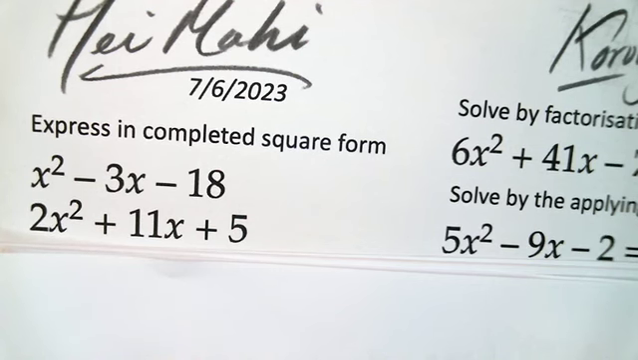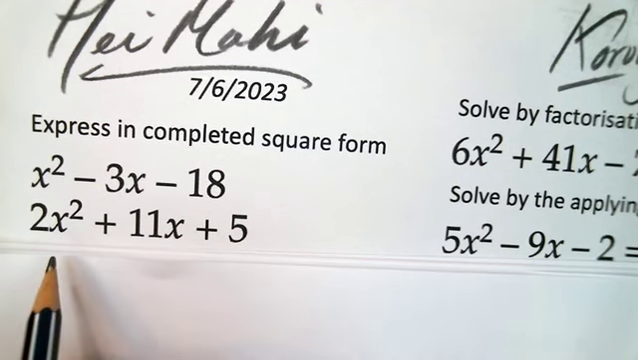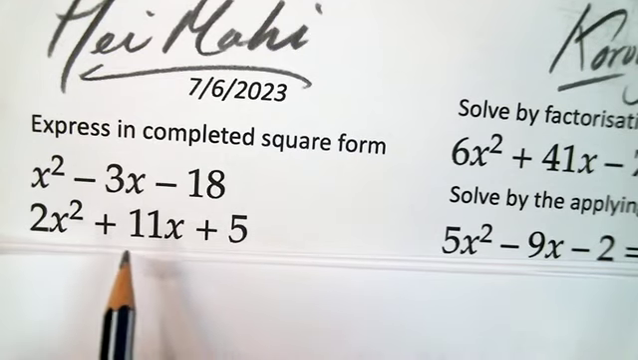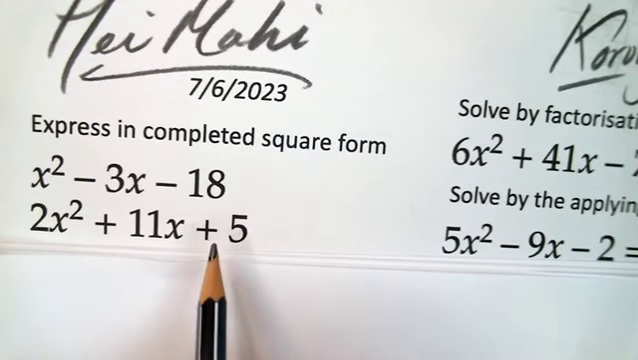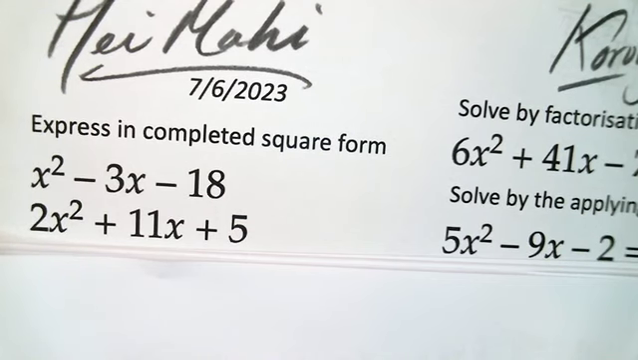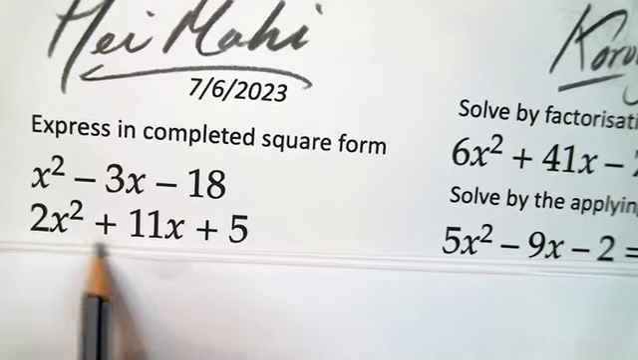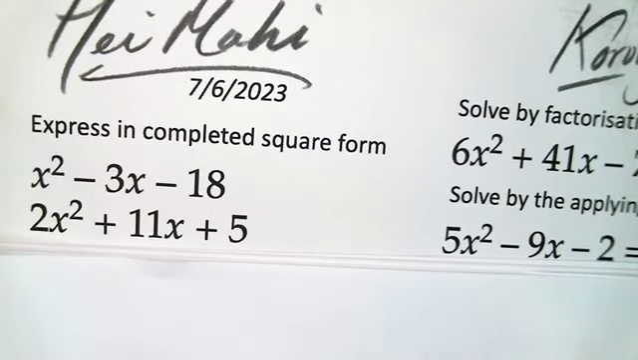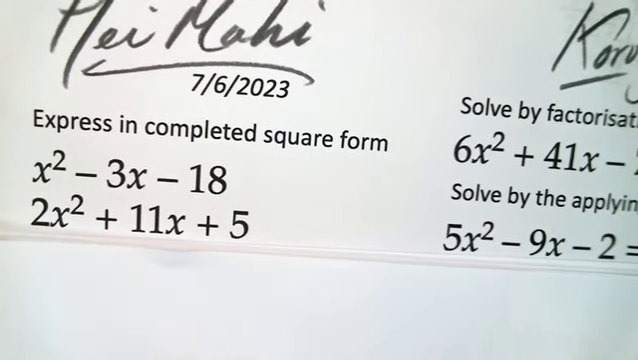Now, as promised a few videos back, we were going to have a look at completing the square. I'm just going to express this in completed square form first, and then we're going to solve using the completed square. In other words, we're going to solve by completing the square. But to start with, we're going to factorize first and see what the factors are. So I'm going to just do that quickly.